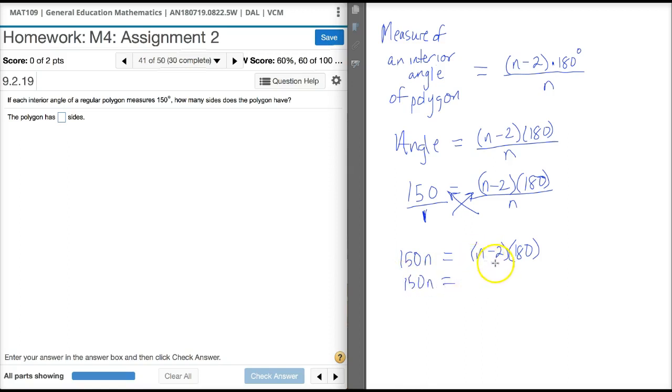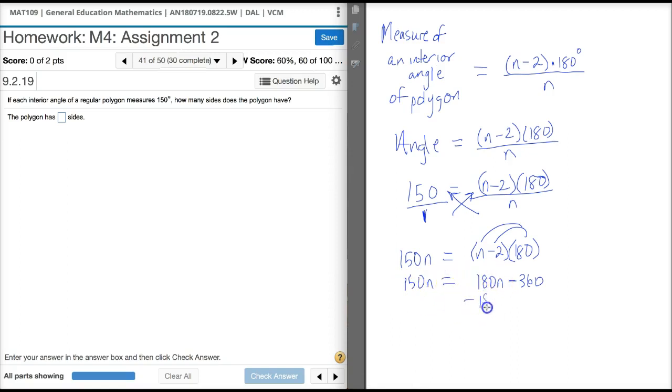So here, to eventually separate n by itself, we want to distribute 180 to both terms here. And so this will give us 180n minus 360. And then we just need to get n by itself. Both of these terms have n's, so we want to get them on the same side.